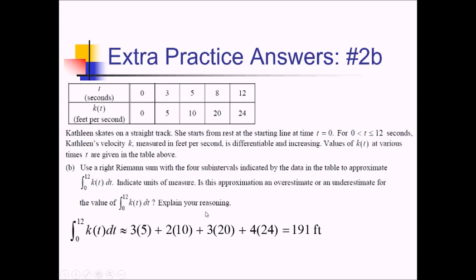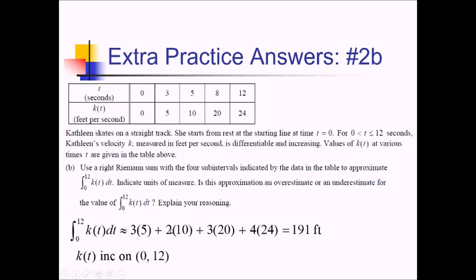Well, the key here when you're talking about over or under is whether your original function is increasing or decreasing on the interval you took the integral. So taking a look back at the problem, we said that k was differentiable and increasing on the interval from 0 to 12.